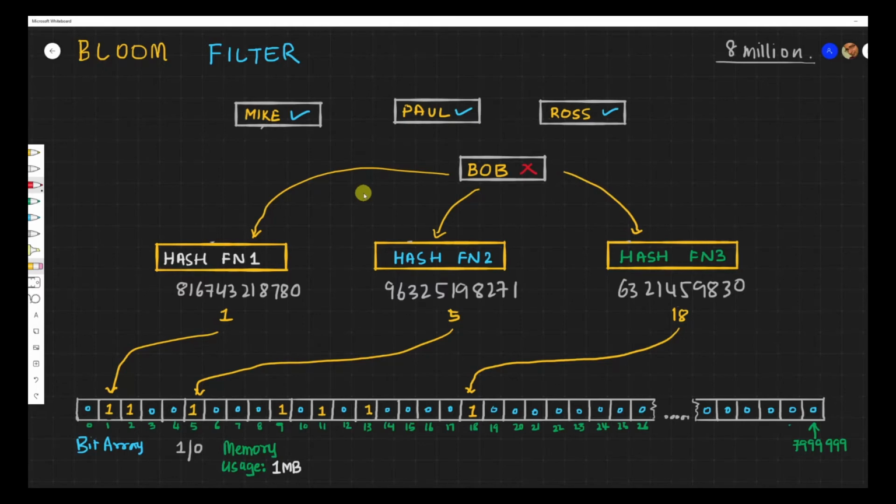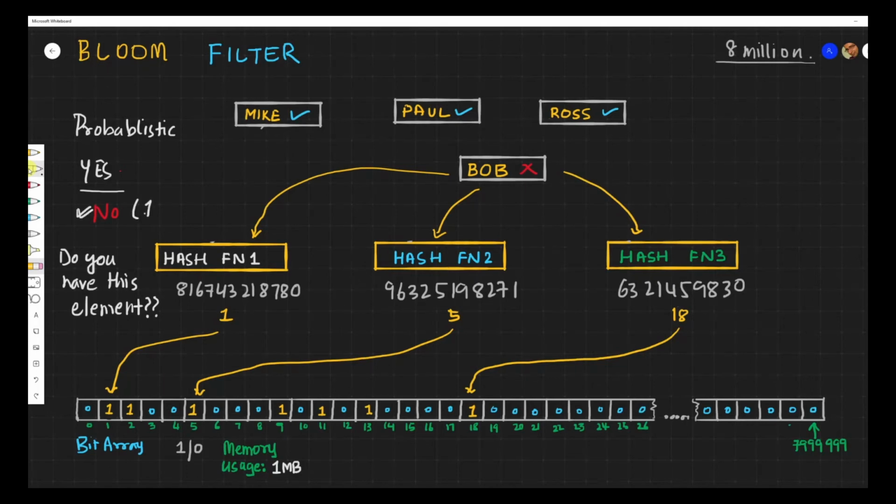Since I have mentioned previously that this is a probabilistic data structure, we are going to respond with a yes or a no. And the question to us is, do you have this element, right? So this is the question asked to us. When we say a no, we don't have this element, we are 100% certain that the element is not with us, right? So you can see over here that when we got a 0, only then we are saying that, okay, this element is safe to go inside.